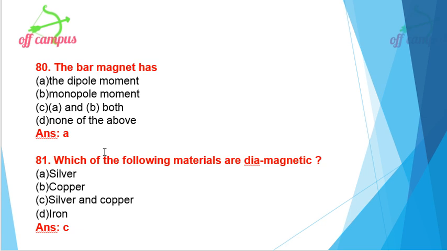The bar magnet has dipole moment, monopole moment, both, or none of the above. The bar magnet has dipole moment. Option A is the right option for this problem.